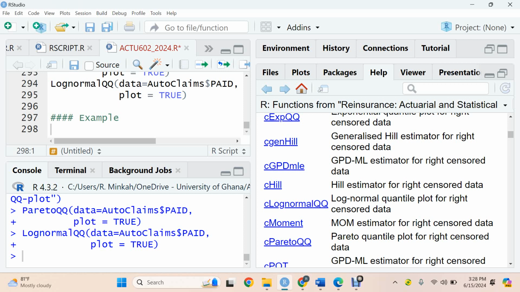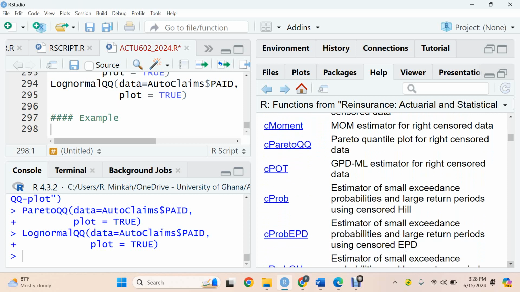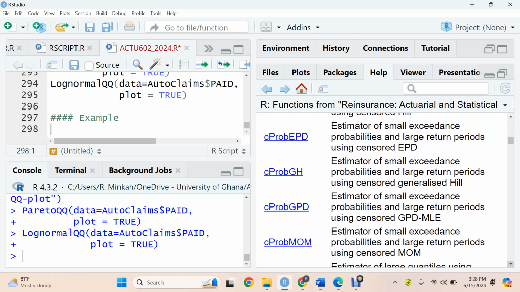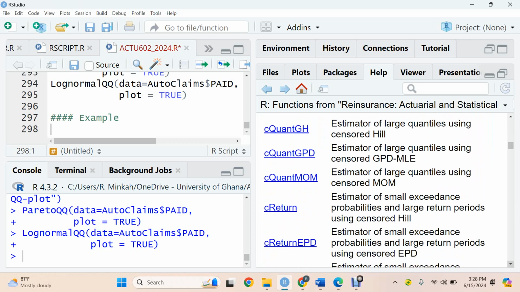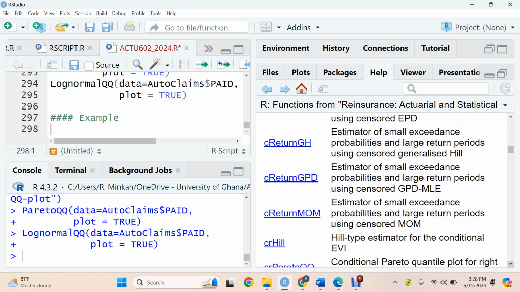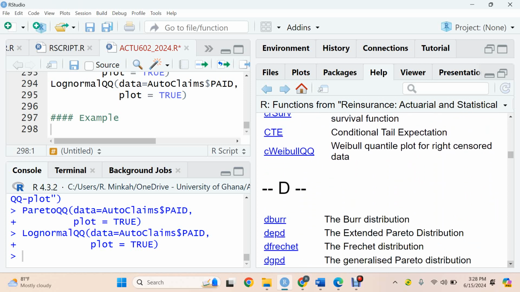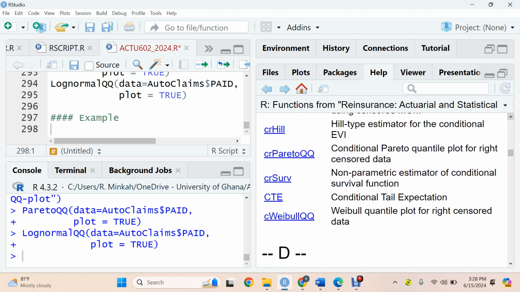If a data set is censored, what about if it is truncated? Or that one too is an elective? Okay. But essentially, whatever we have done, you see the reinsurance package also gives you, we can do all those things also when the data is censored.